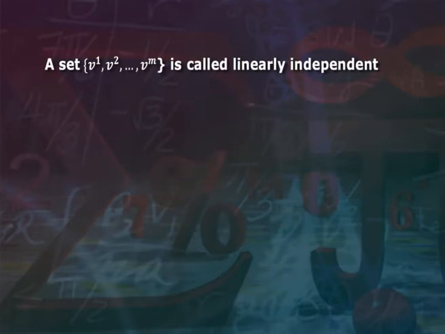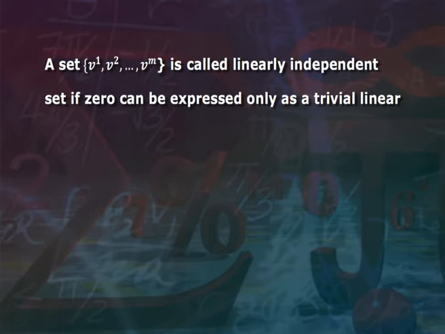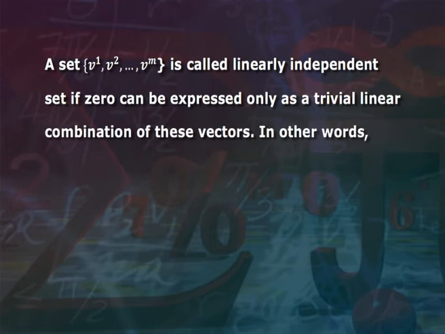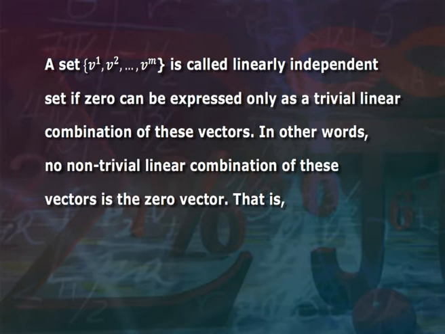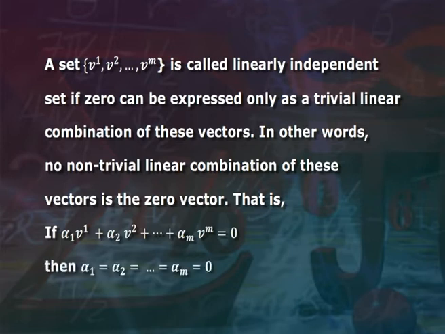Linearly independent set. A set {v1, v2 up to vm} is called a linearly independent set if 0 can be expressed only as a trivial linear combination of these vectors. In other words, no non-trivial linear combination of these vectors is the 0 vector. That is, if alpha 1 v1 plus alpha 2 v2 up to alpha m vm is equal to 0, then alpha 1 equal to alpha 2 up to alpha m all are 0.